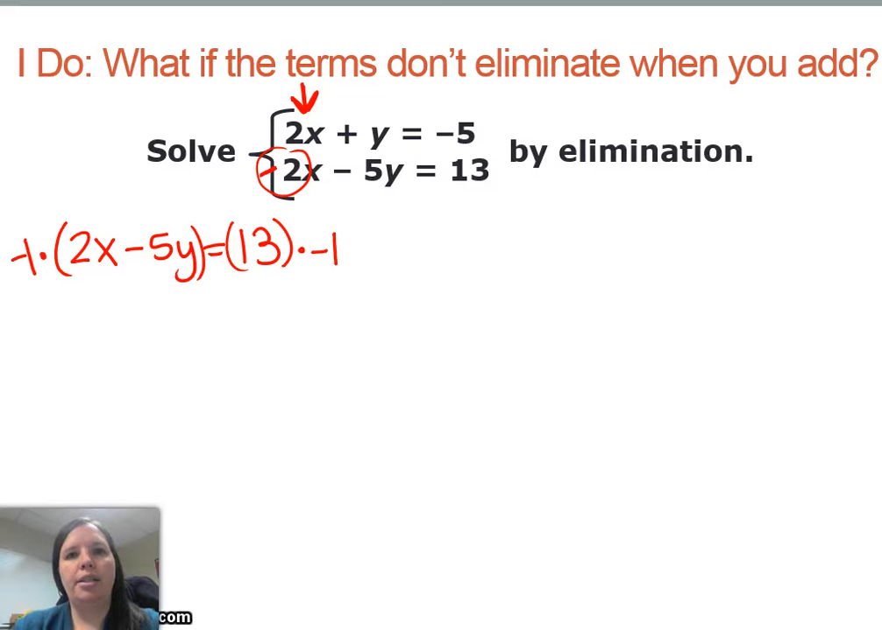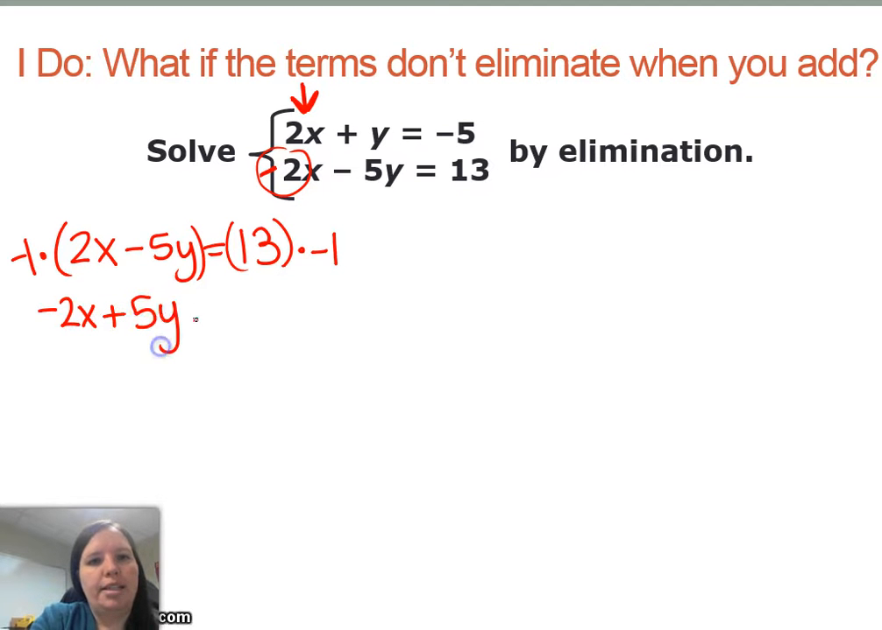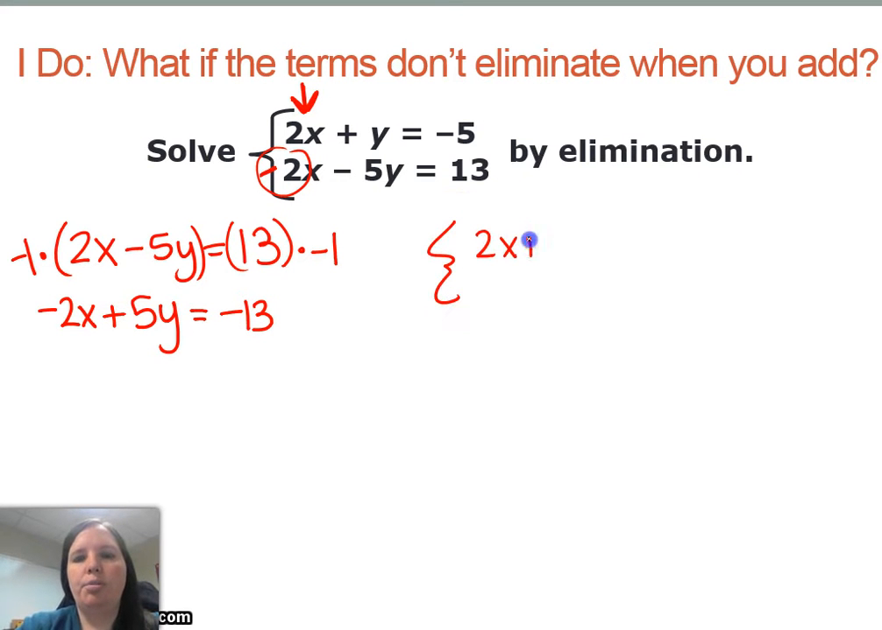Am I allowed to multiply by the same number on both sides of the equation? Yes, I am. So I'm going to make this negative 2x, and I want to make sure that I'm multiplying the entire left side. So the 5y becomes positive 5y, and the 13 becomes negative 13. So now if I look at my system here, I have 2x plus y equals negative 5, and negative 2x plus 5y equals negative 13.